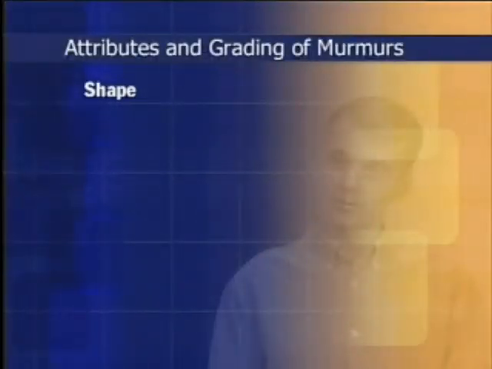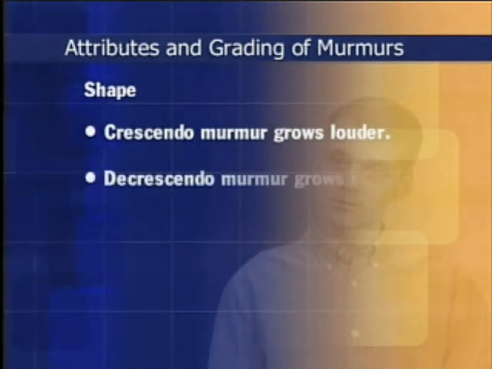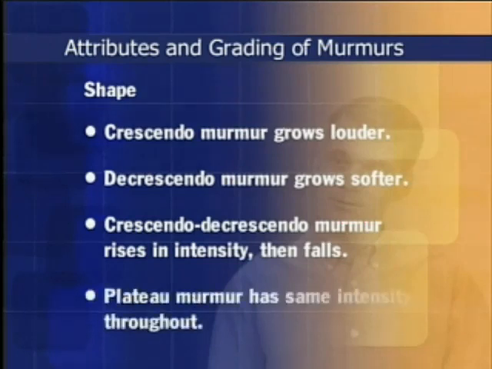The shape of a murmur is determined by its intensity over time. A crescendo murmur grows louder. A decrescendo murmur grows softer. A crescendo-decrescendo murmur, as heard with aortic stenosis, first rises in intensity, then falls. A plateau murmur has the same intensity throughout.